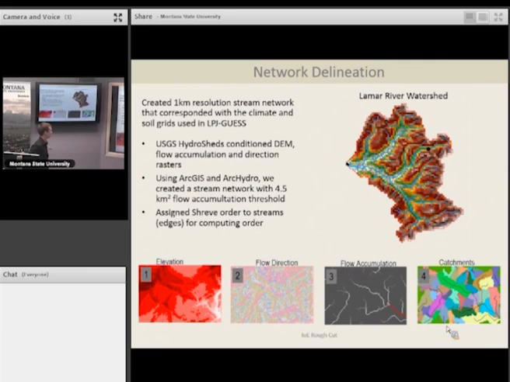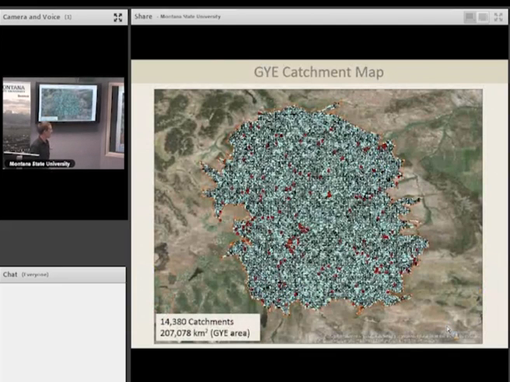And so here's a map of the catchments in the GYE. In total there are 14,380 catchments, with a total of 207,000 square kilometers of area. And all the red dots are the different stream gauges that we use. And so here's the river network map.